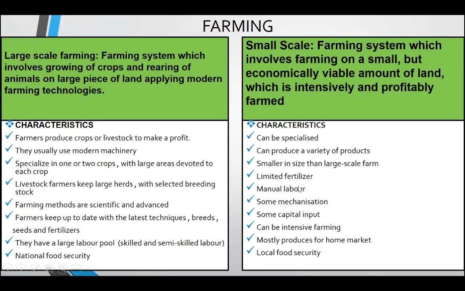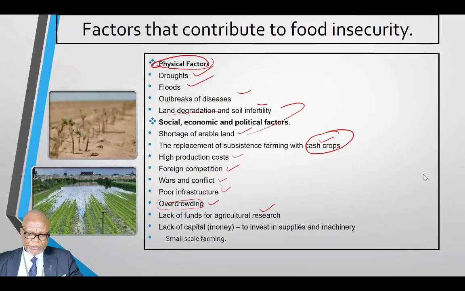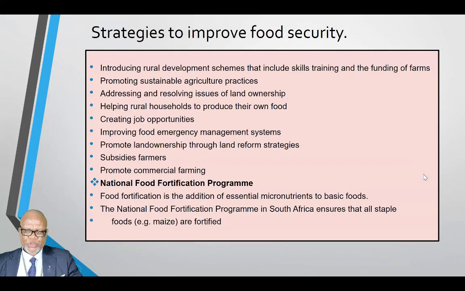So it means fewer people have. Now let's continue with strategies to improve food security. What can we do to make sure that everybody has got access to nutritious food at all times?